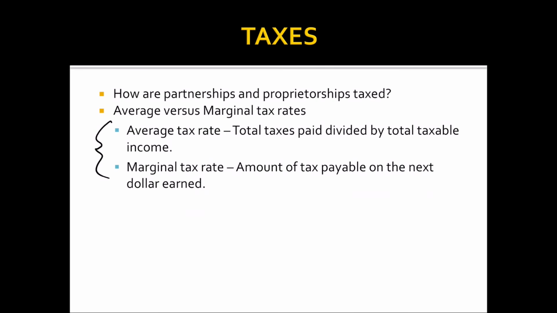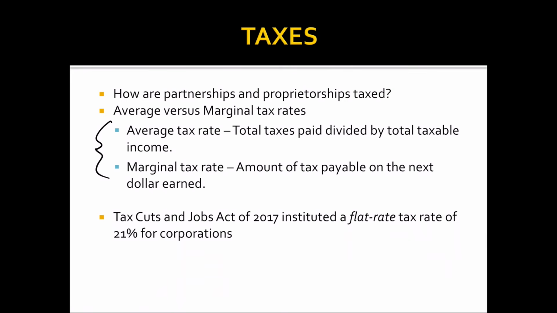The reason I'm stumbling with my words here is because there was a change in 2017 due to the Tax Cuts and Jobs Act, which instituted a flat tax rate for corporations of 21%. So hypothetically, with the Tax Cuts and Jobs Act of 2017, the average tax rate and the marginal tax rate for corporations would be 21%. There's no progressive tax schedule where different parts of your taxable income have different tax rates.